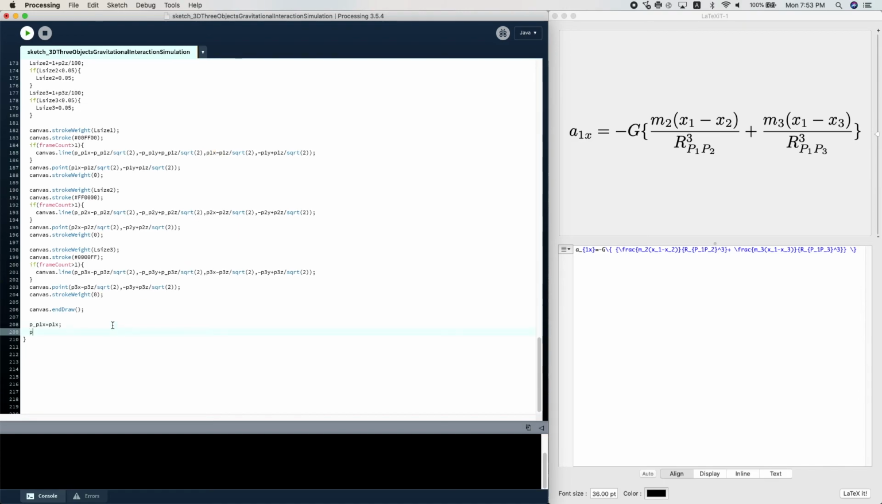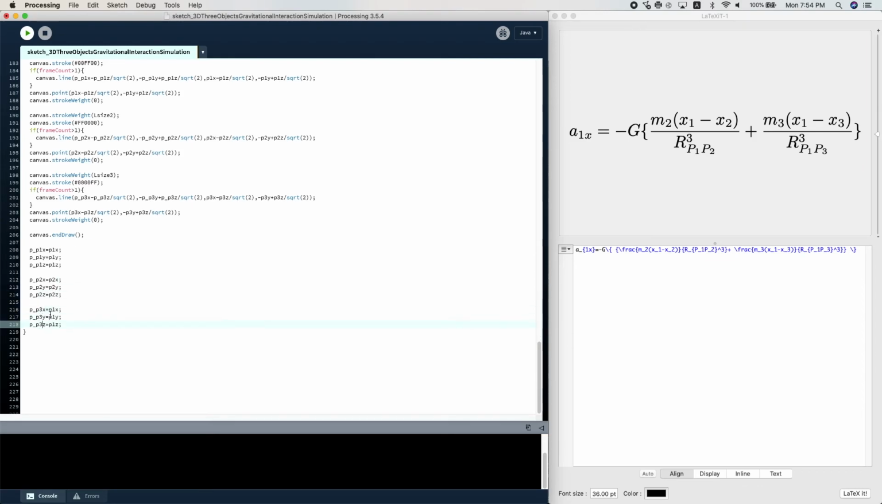So we do the same thing with P1y and P1z. And all we have to do now is do the same thing for previous P2 and previous P3, for x, y, and z. Yeah, I think that's done.